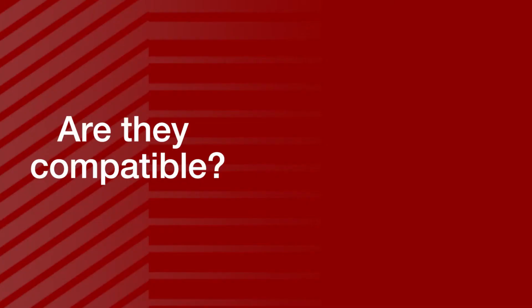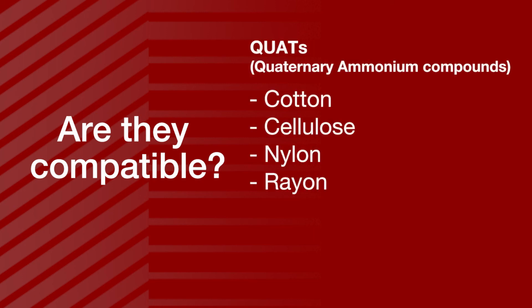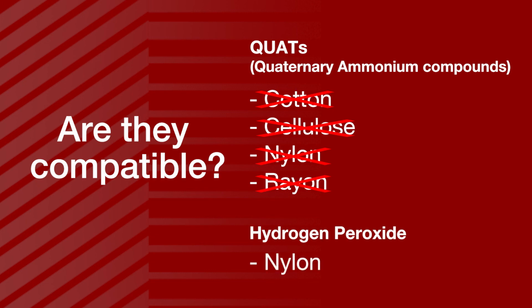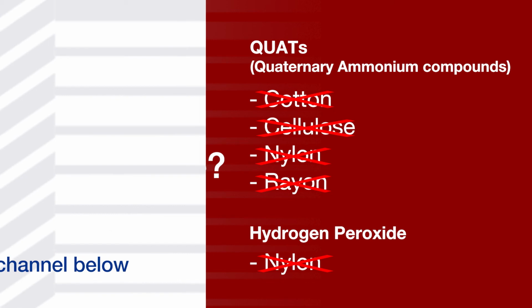Make sure your mop material is compatible with the disinfectant you choose. For example, quaternary ammonium compounds are not compatible with cotton, cellulose, nylon, or rayon materials. Hydrogen peroxide solutions are not compatible with nylon material.